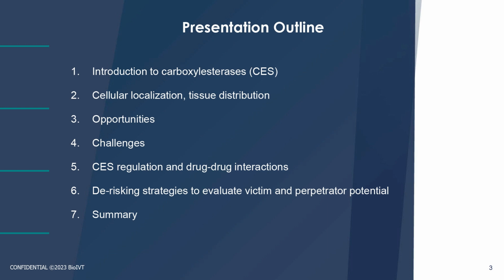So if you have a compound that looks like it has one of these functional groups, whether it's an ester, amide, thioester, whatever, how you would look at the victim and perpetrator potential.